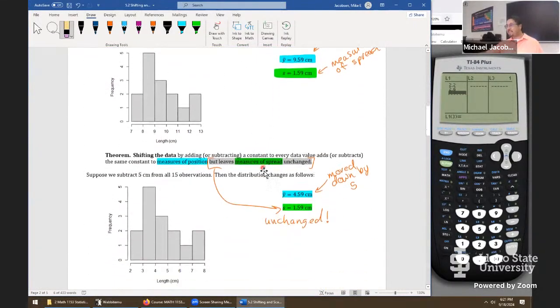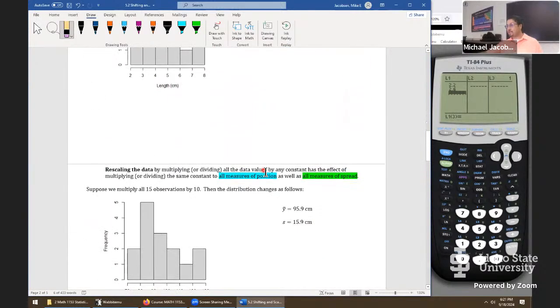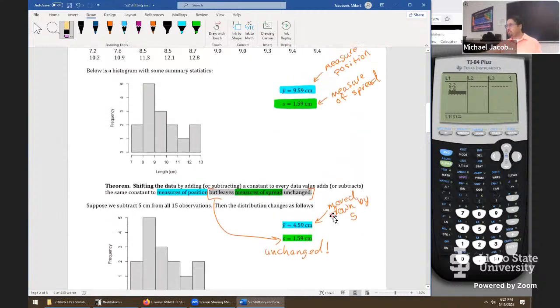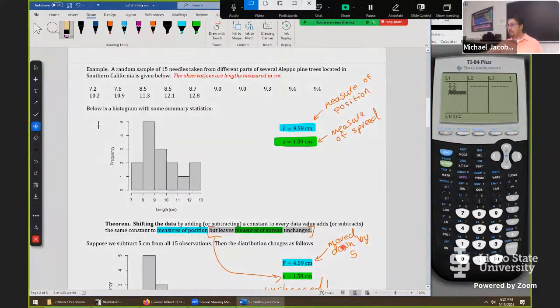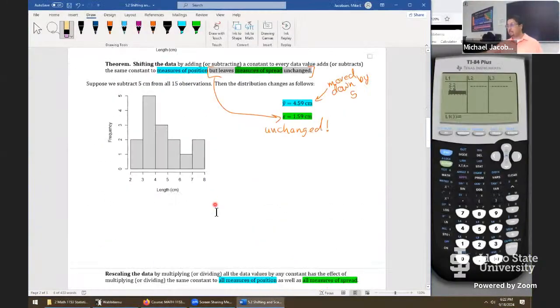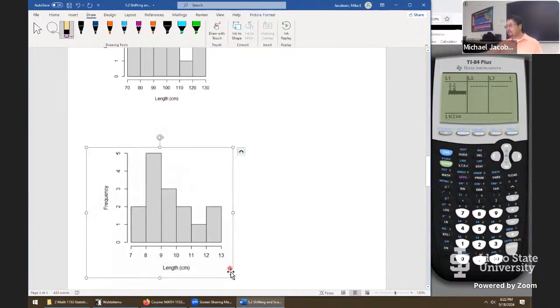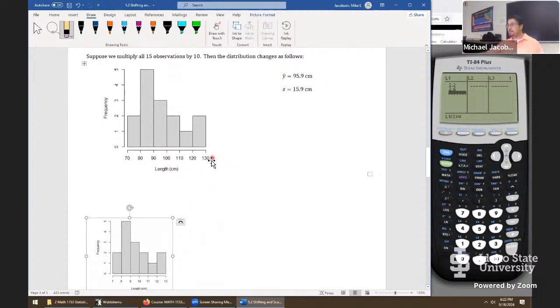But now, rescaling the data is different. Rescaling the data means you're multiplying or dividing all observations by the same quantity. And what I did was, on this problem, I multiplied all 15 observations by 10. And let's double check just to see if that's believable. Here's the original distribution. Here's the distribution after rescaling. So notice 7 went up to 70, 13 went up to 130. So it looks like we truly did multiply everything by 10.